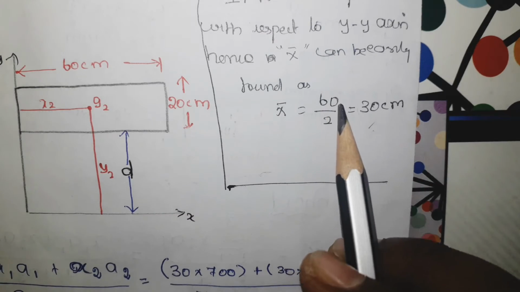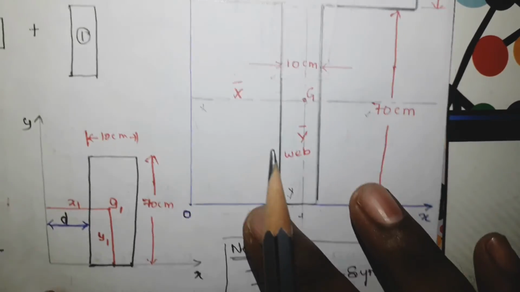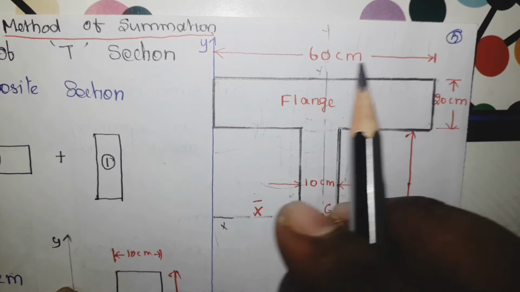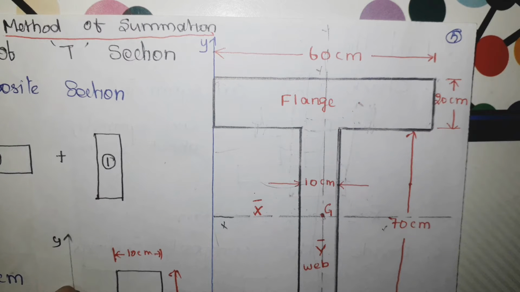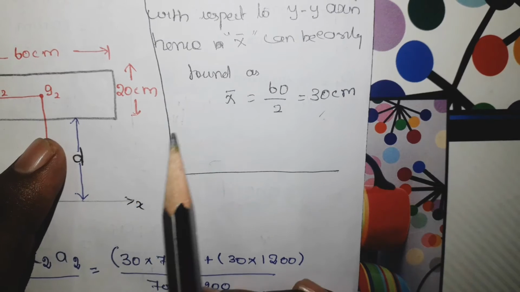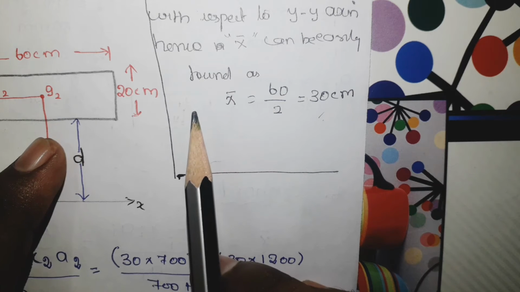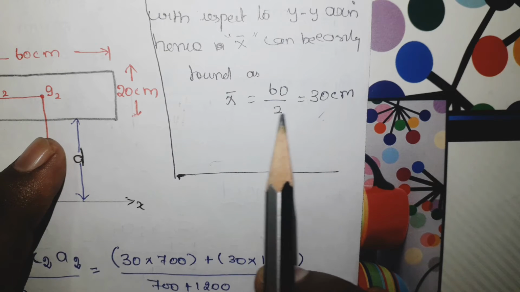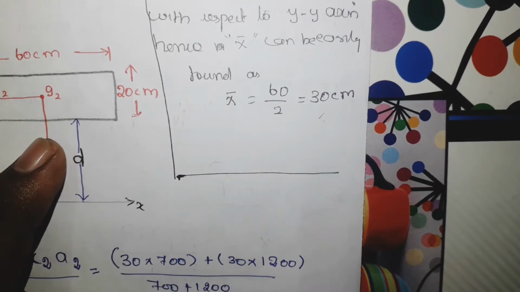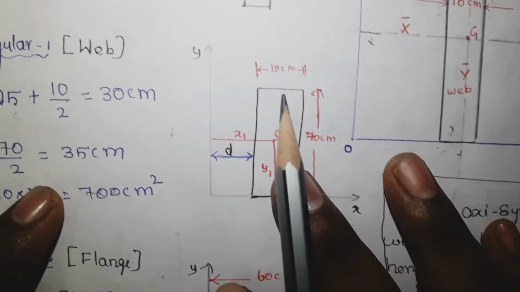Make sure that maximum dimension means in the direction of x. So this is the maximum dimension. We will verify this x bar value, which is 30 centimeter, at the end, whether it is correct or not. Now we are going to solve the problem.